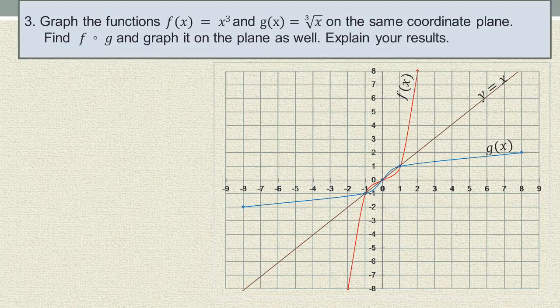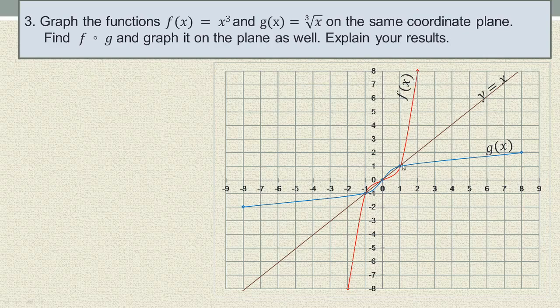Third question: graph the functions f of x is equal to x power 3 and g of x is equal to cubic root of x on the same coordinate plane. Find f composite g and graph it on the plane as well. Explain your results. Here I have just drawn f of x and g of x. First you draw f of x and g of x. For f of x, I have taken the points of x as minus 2, minus 1, 0, 1 and 2. And here you need to plot the points and draw the diagram.